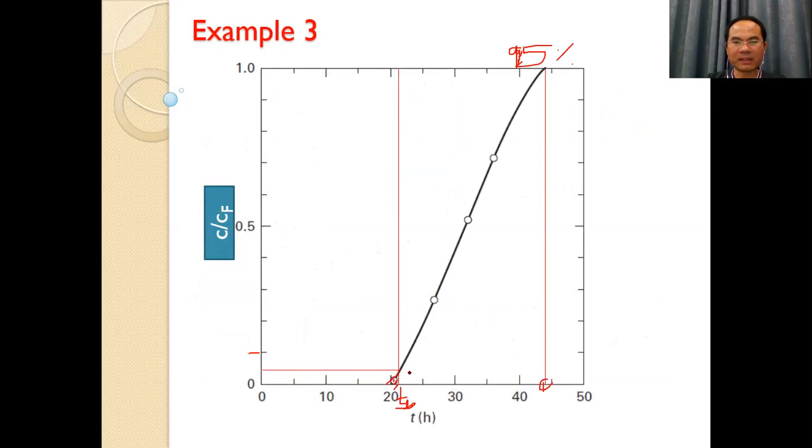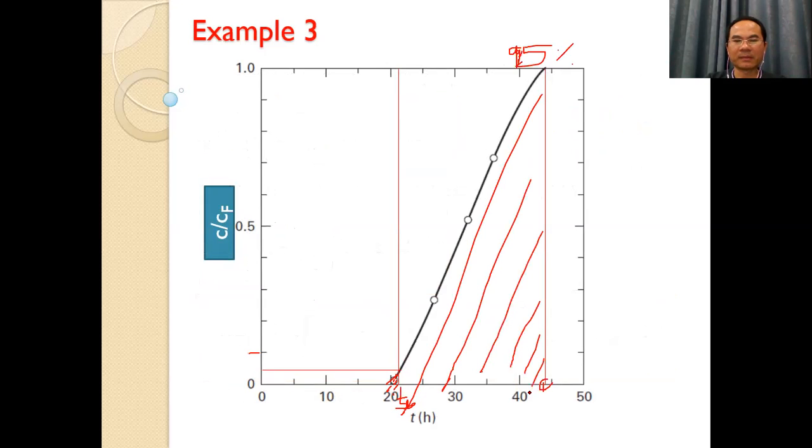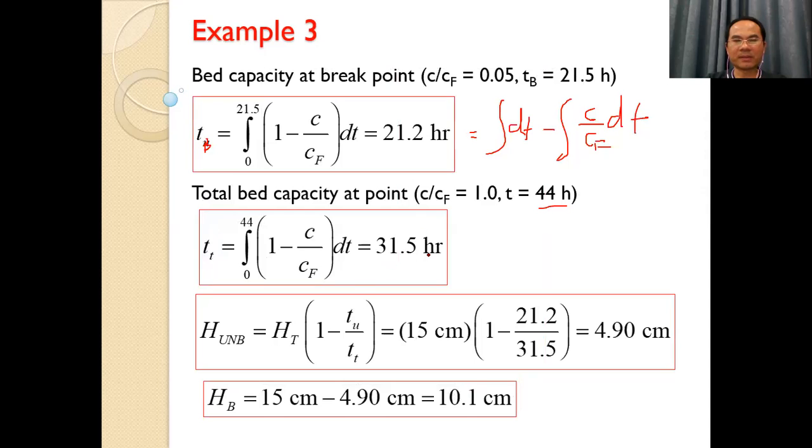The first step, you get the same as this, and also the area under the curve from this. This is approximately 31.5 hours, from the integration. This means for this case you get 44 minus this term, and you get 31.5 hours.